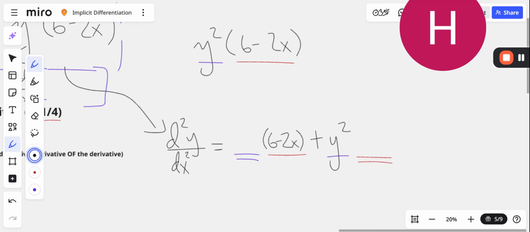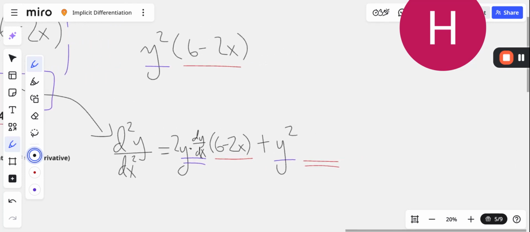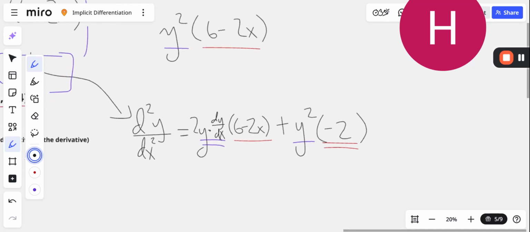So let's take a derivative of y squared. Be very careful when you do that. It's 2y but we have to multiply by the derivative of y, which is dy dx, as per the chain rule. And then the derivative of 6 minus 2x, pretty easy, it's just negative 2.